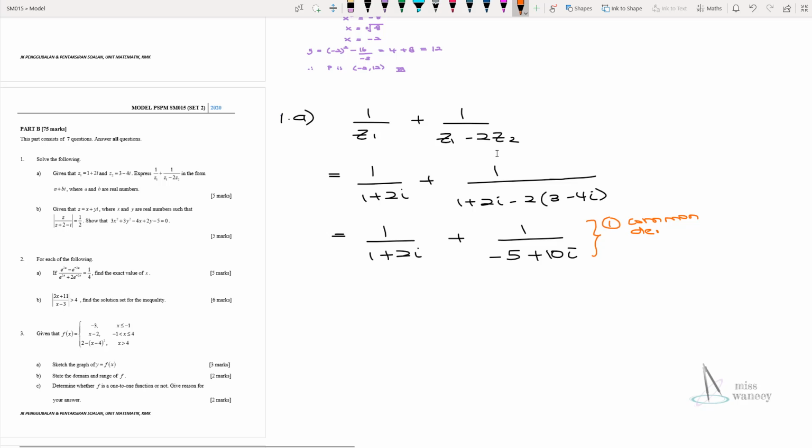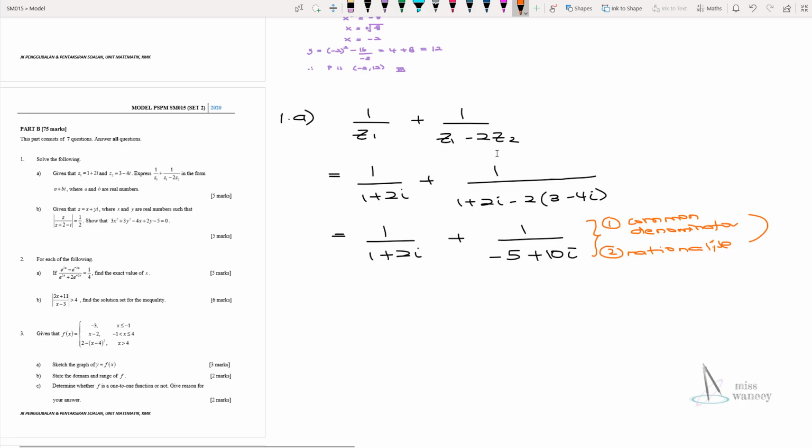Common denominator. And then you can rationalize them later on. So make sure you have a common denominator, then you rationalize. So the second way is that you do the rationalize first and then the common denominator.